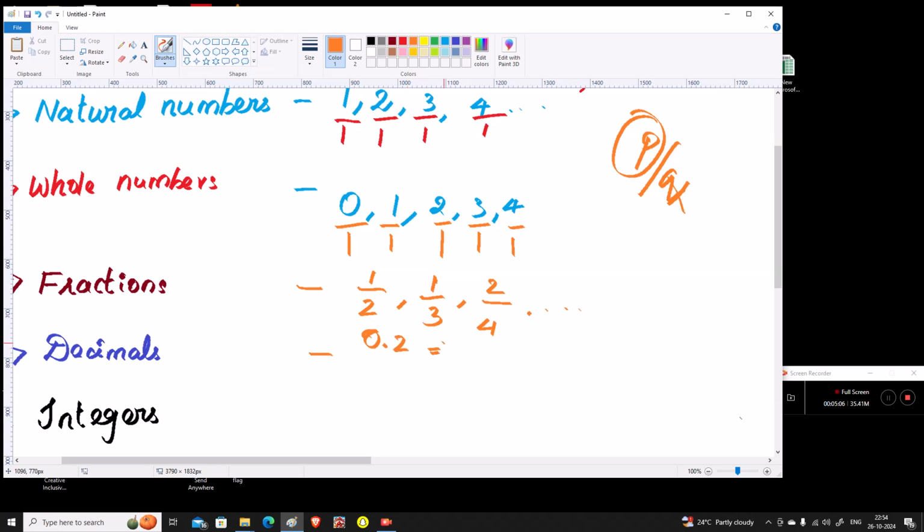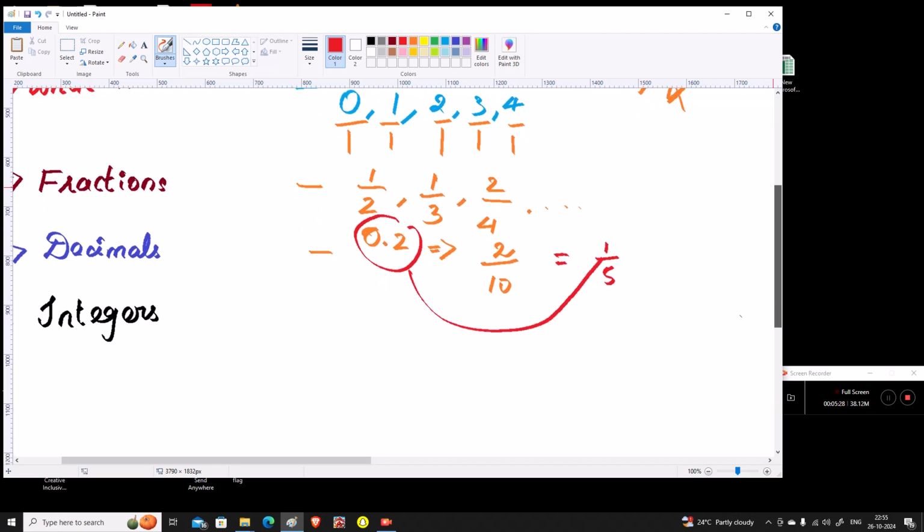Same thing. Suppose I have written 0.2. So how can we write 0.2? 2 by 10. And according to the rational number condition, it should be in the lowest term. So 1 by 5. So the decimal also can be expressed as a rational number, that is 1 by 5.